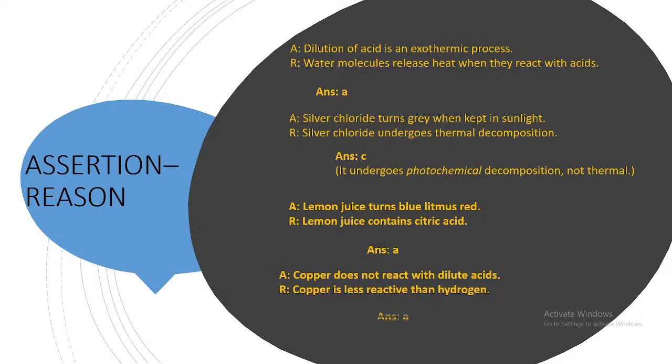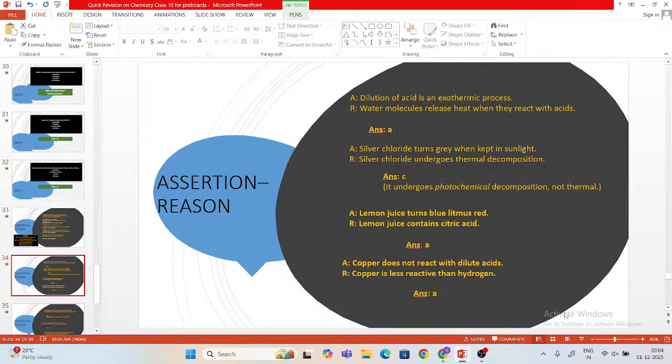Okay, so let's see. The correct answer is A. Those who have said A, very good. Yes, copper does not react with dilute acid, and since copper is less reactive than hydrogen, it cannot displace the hydrogen. That is why copper will not react with dilute acid, because acid contains hydrogen. Suppose HCl. Copper plus HCl. You see hydrogen is there. Since copper is less reactive than hydrogen, it cannot displace the hydrogen.